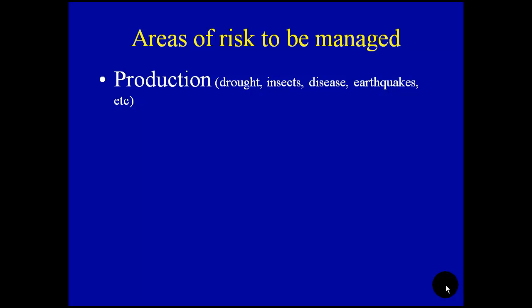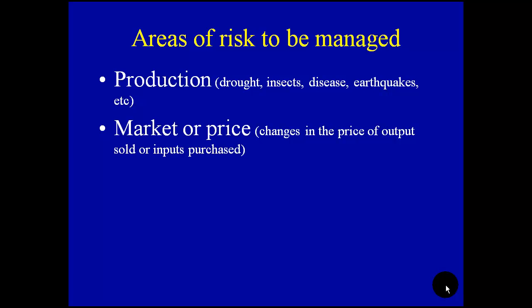The areas of risk to be managed include production risk. This is things like droughts, insects, disease, earthquakes, risks that you face in producing your product that might affect your yields or the quality of the product. Market or price risk are risks associated with changes in the price of your output sold or inputs purchased. So it could be that the cost of your fertilizer goes up, that's market risk, price risk, or it could be that what you sell your wheat for, or your corn, or your cattle, those prices may be going down, and so that's price risk, or market risk, both.